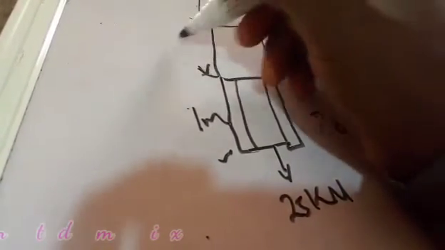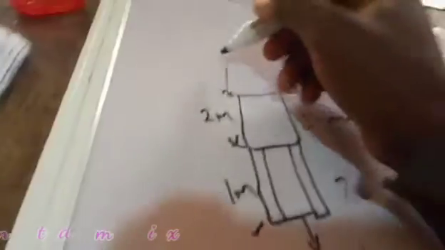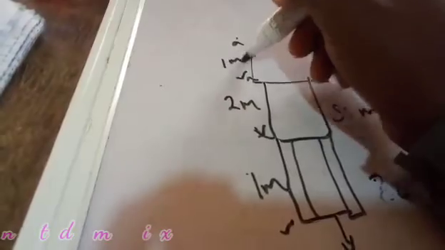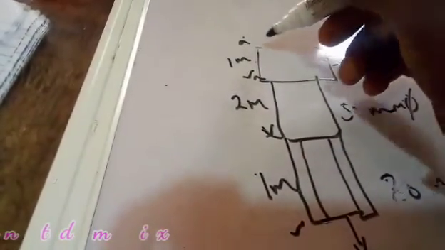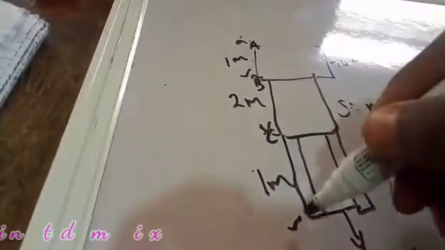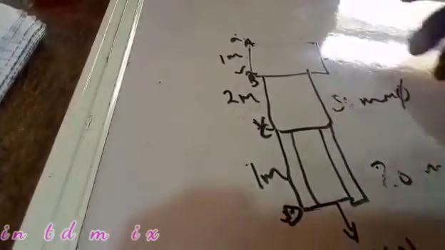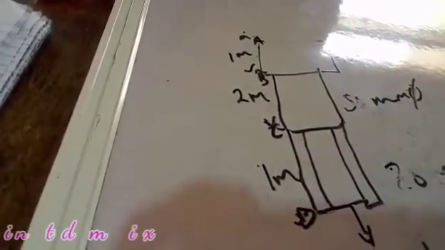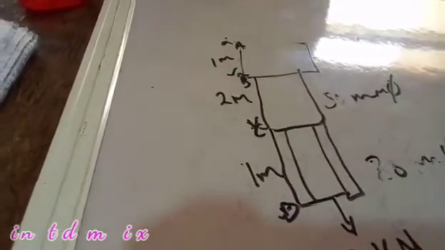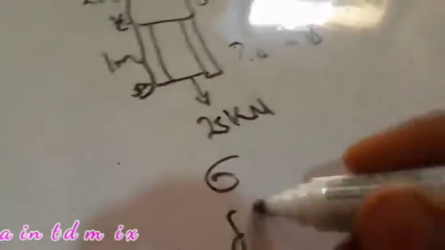Length, this is 2 meter. Length, this is 1 meter. And we say this is A, B, C, and D. So now what we are being asked to do is to calculate the maximum stress induced in this rod and its deformation. So we are looking for stress, and we are looking for deformation.